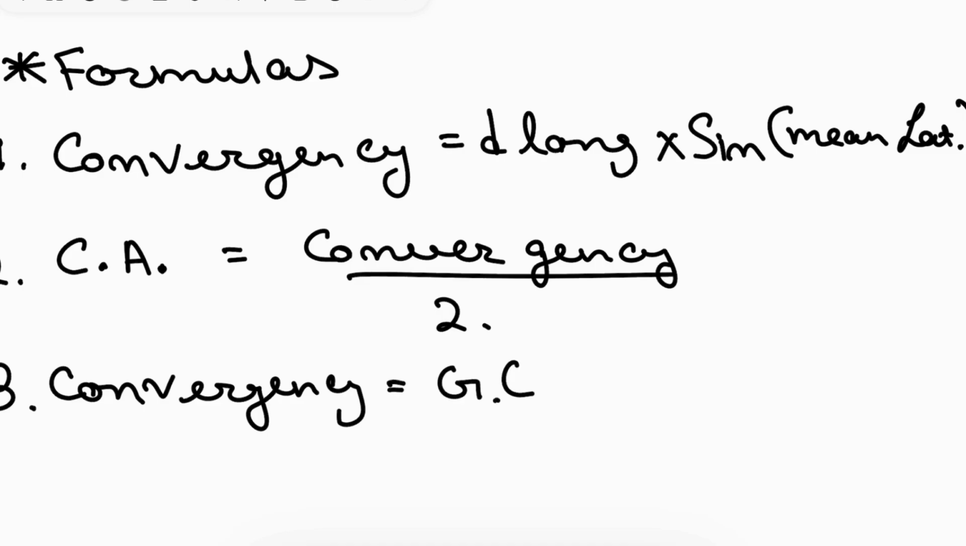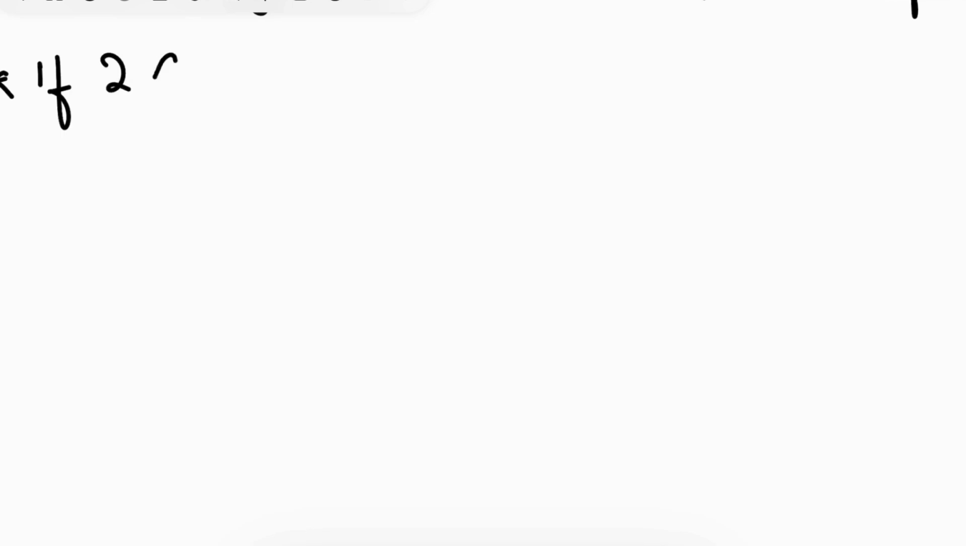The third formula we saw was again about the convergency, which is convergency is equals to great circle at arrival minus the great circle at departure. Okay, so this was three formulas. After that, we have one more statement that we need to keep in mind while solving the numericals. Okay, so the statement is if in the question there are two great circles given.